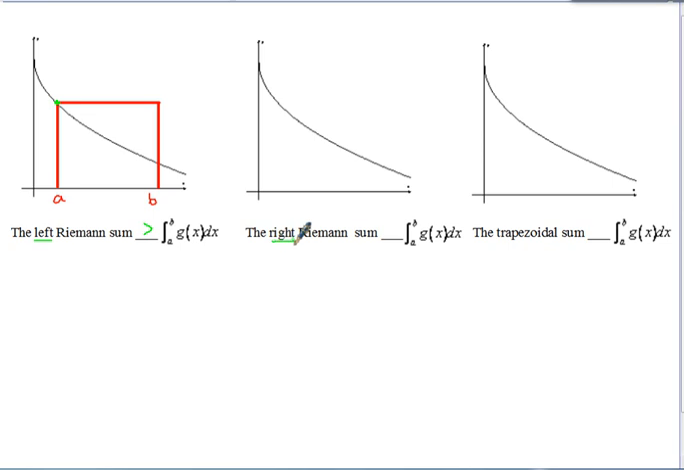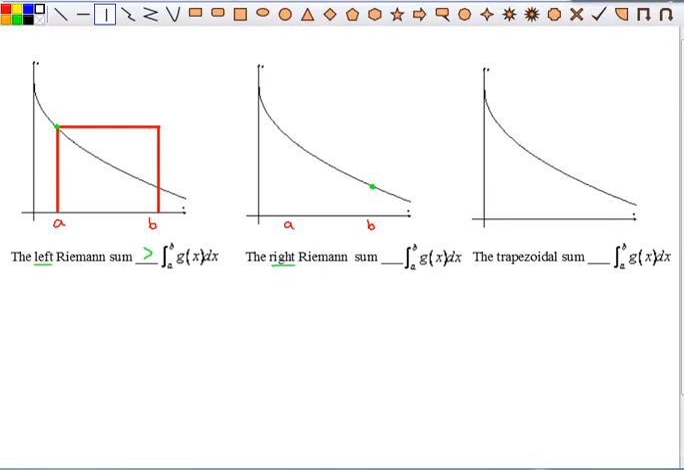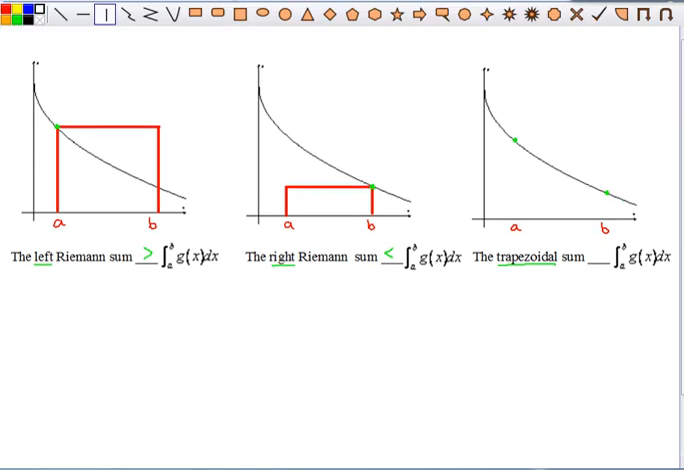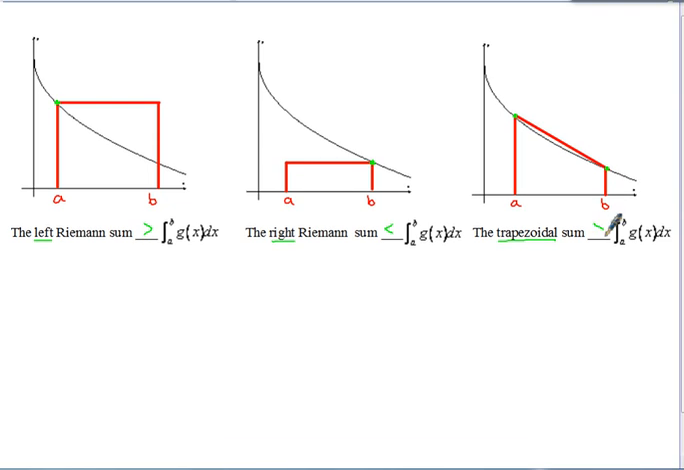Then the right Riemann sum. Using the right endpoint, get the height of a rectangle. See, now it misses this whole section here. So that underestimates, so that's less than the definite integral. And then the trapezoidal sum. Use a ruler here to draw a perfectly straight line that goes between the two endpoints. Trapezoid. You can see this time it overestimates the area by that little section. So that'd be greater than the exact area represented by the definite integral.